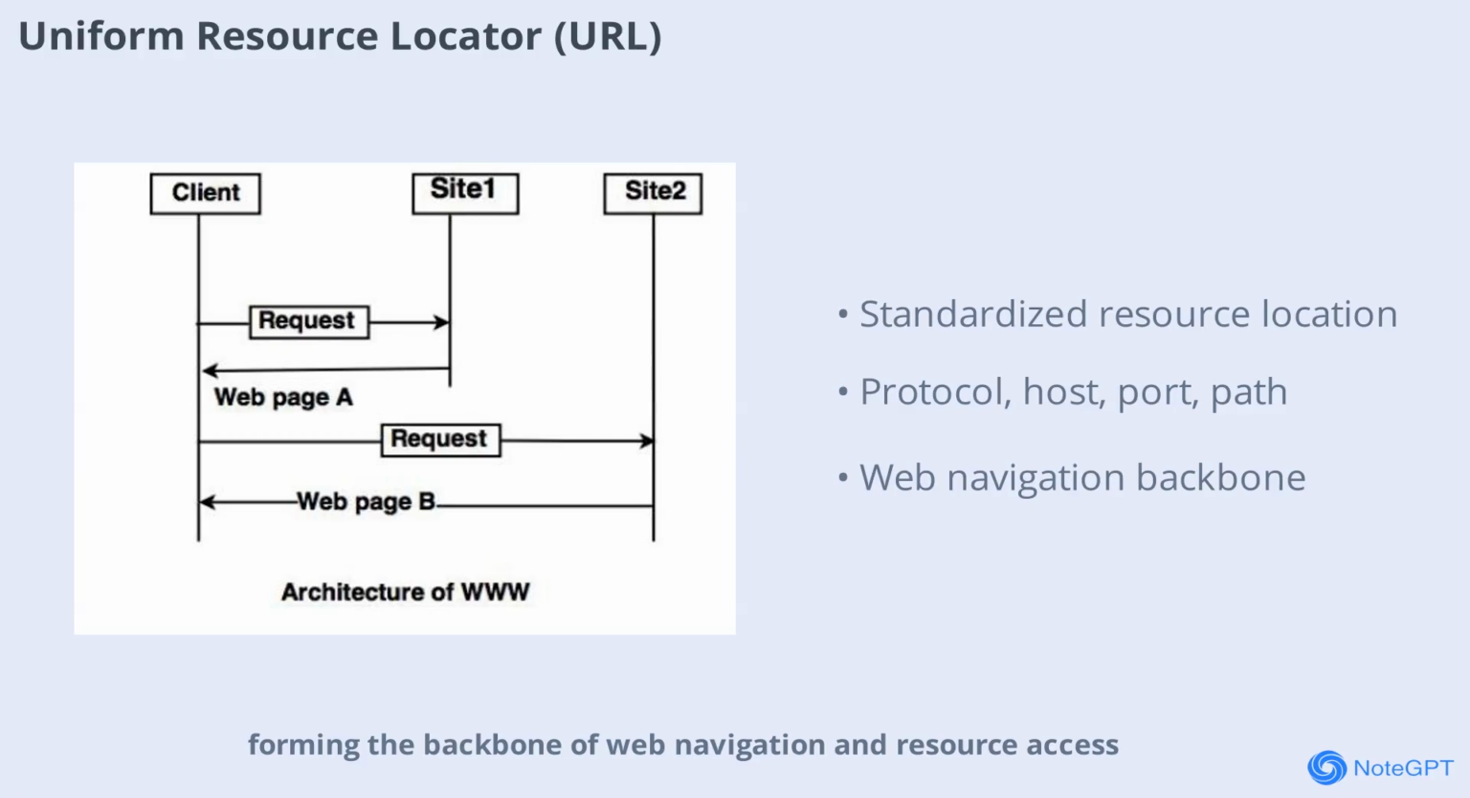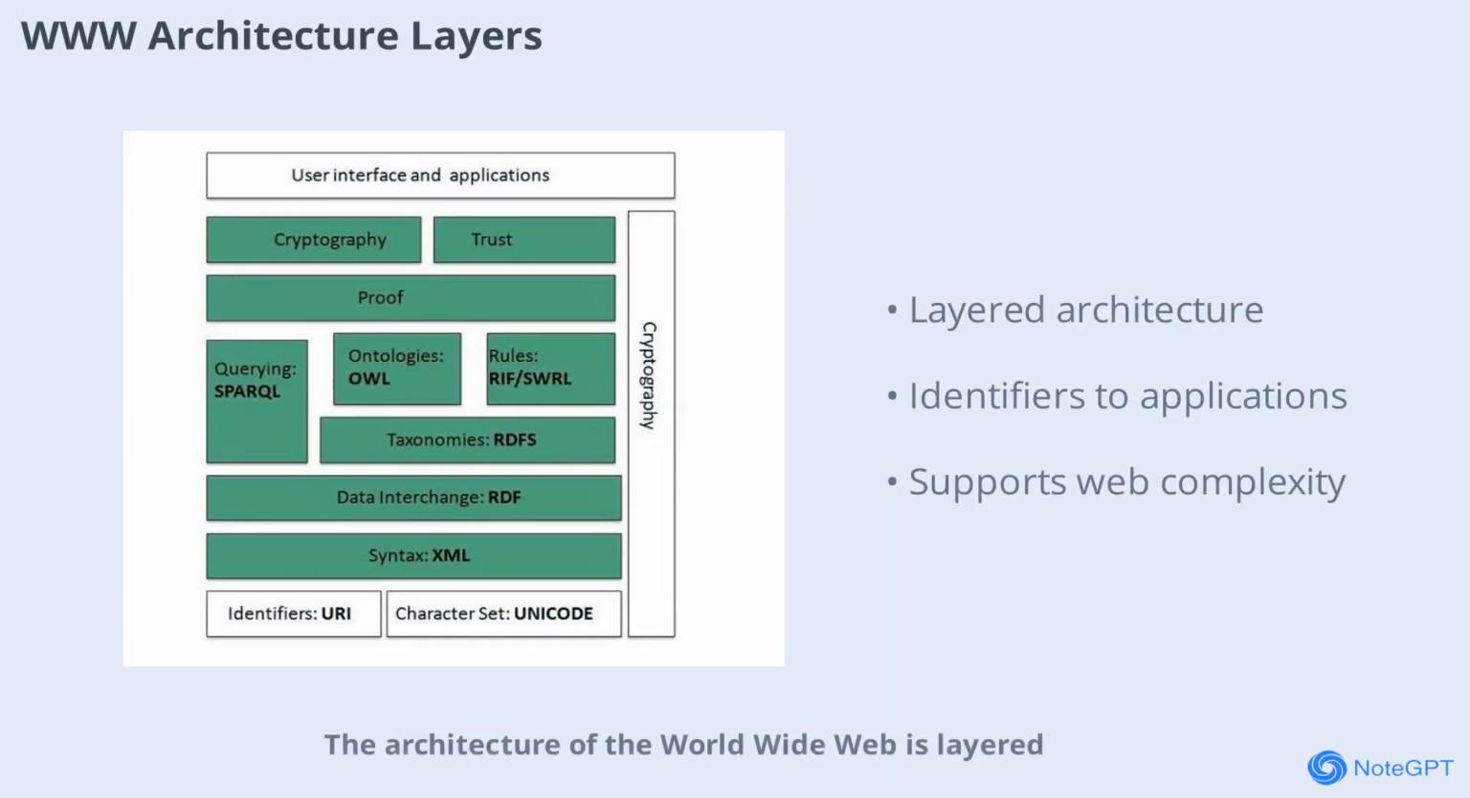The architecture of the World Wide Web is layered, starting with identifiers and character sets like URI and Unicode, followed by syntax XML, data interchange RDF, taxonomies RDFS, ontologies OWL, rules RIF, SWRL, proof, cryptography, and finally user interface and applications. Each layer adds functionality, supporting the complex web of data and services available online.